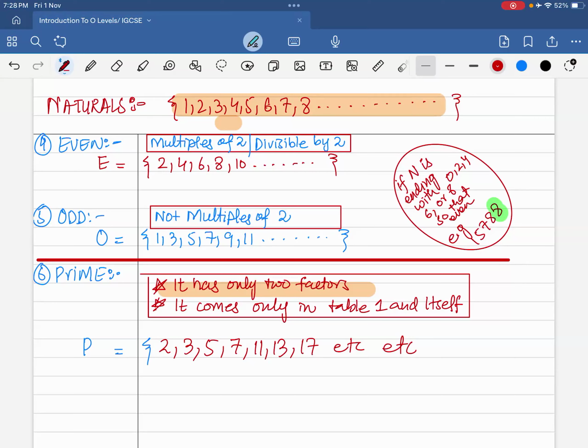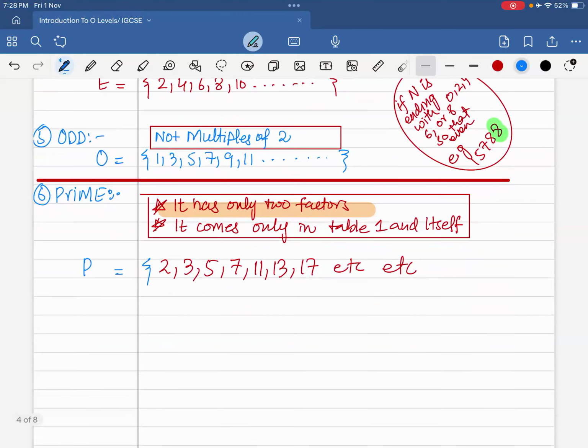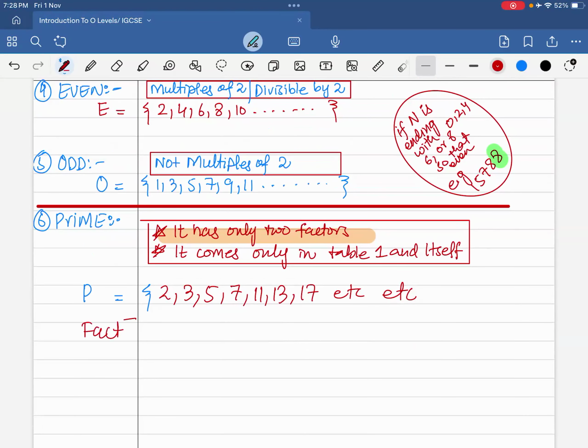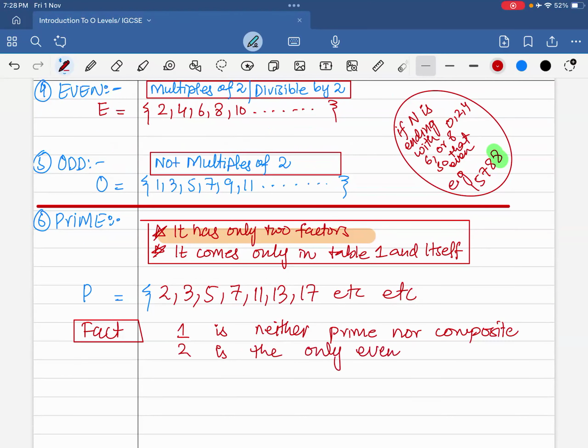Now you need to understand one thing here, guys, that prime numbers are important from a math point of view. So remember one thing, there is a fact here. You have to remember for the rest of your life that 1 is neither prime nor composite. Composite numbers have more than two factors. And 2 is the only even number which is prime as well. Understood, everybody, or not?